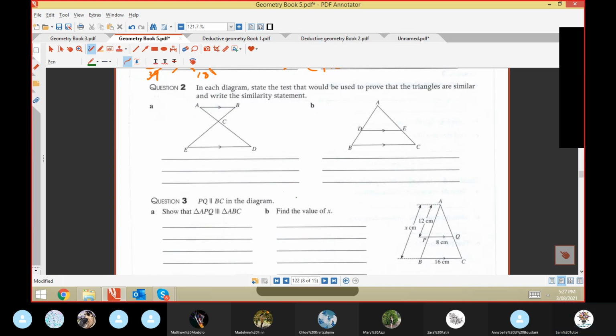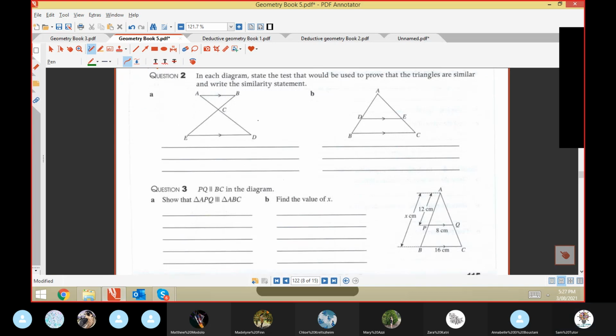All right. That's the question to finish it off on a good note, hopefully. Question 2. In each diagram, state the test that would be used to prove the triangles are similar and write the similarity statement. Okay. Zara, I guess you can finish us off with this last one.